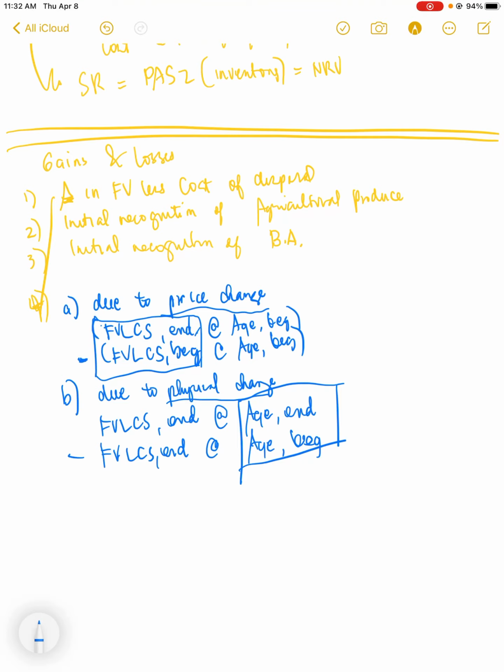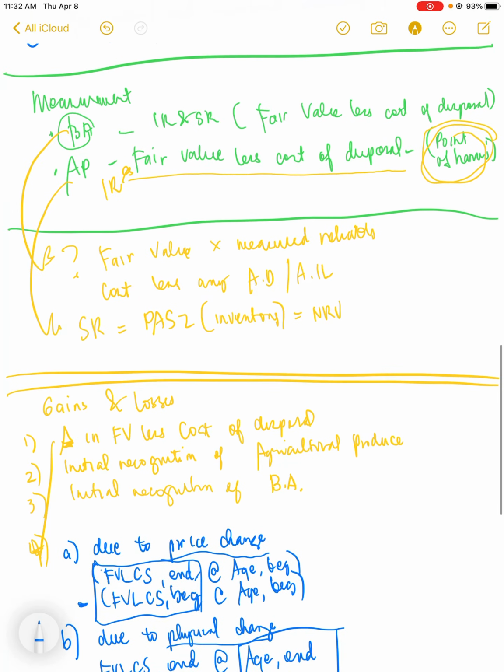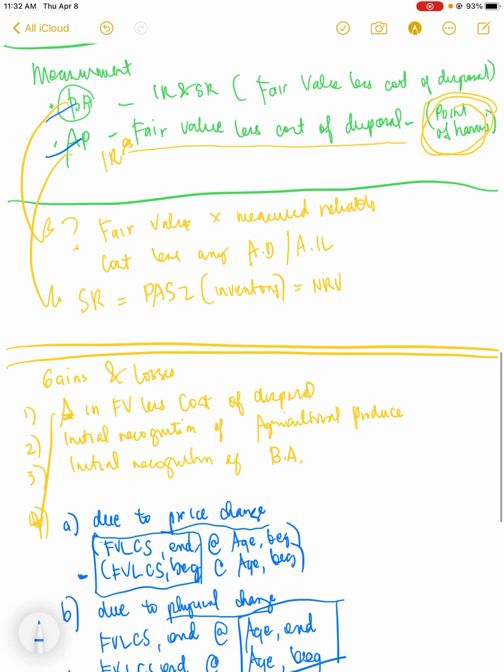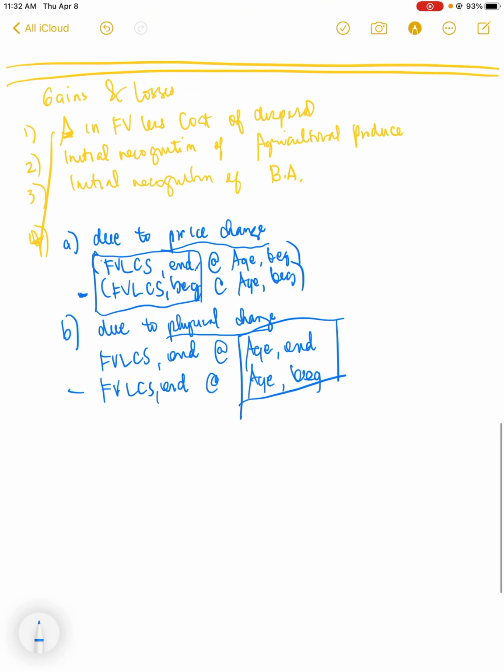Okay? So, ayan po yung in terms of measurement. Okay? So, basically, ayun yung accounting for the measurement of biological assets, measurement of agricultural produce, as well as the measurement of the gains and losses. Okay? So, that's basically the accounting for PAS 41 or the agriculture.